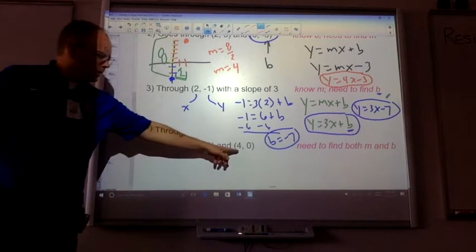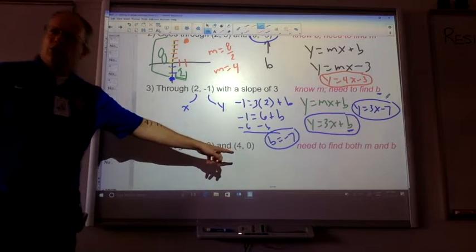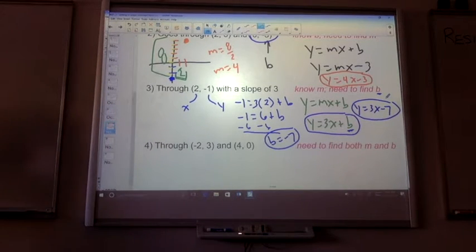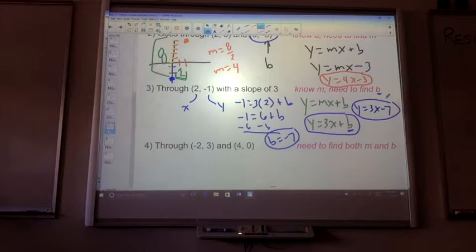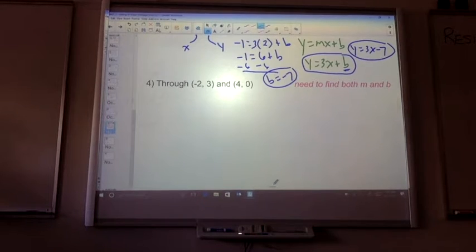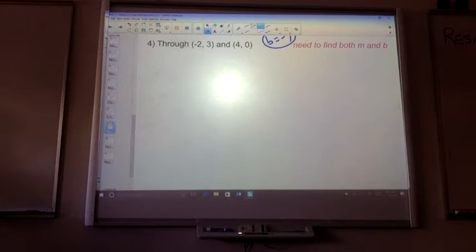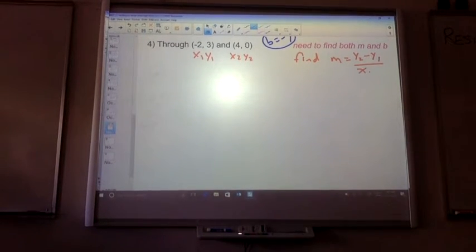Hey, is this the y-intercept? No. This is the x-intercept, isn't it? That is. And I don't have a slope, so I need to find m and b both. Okay, so let's just bring that up a little bit. All right, so I think on this one, I'm just going to label this x1, y1, x2, y2. And I think if I find the slope first, that might help us. Is that okay?